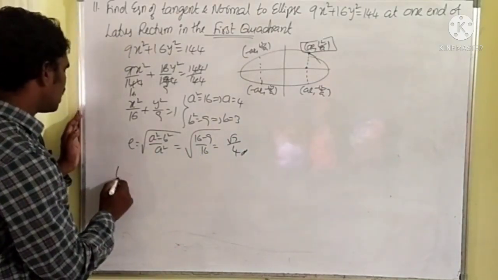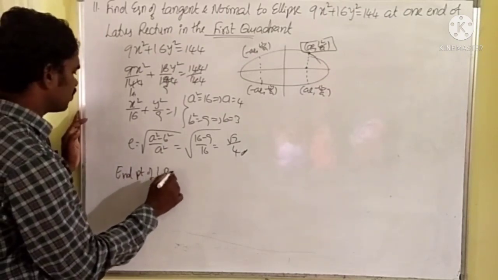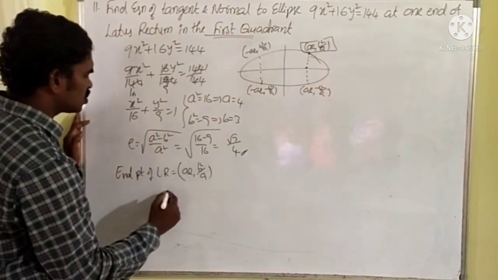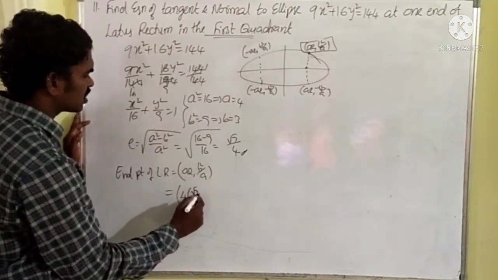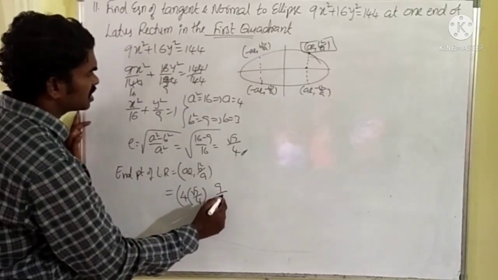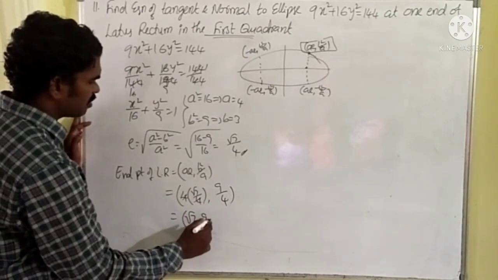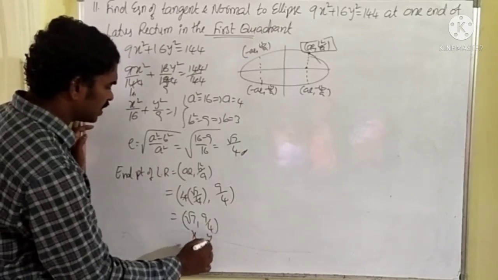So the end point of the latus rectum is (ae, b square by a). Here ae means 4 into root 7 by 4, comma b square is 9 by a means 4. The 4 cancels. So (root 7, 9 by 4) is the end point of the latus rectum. So this is the point.